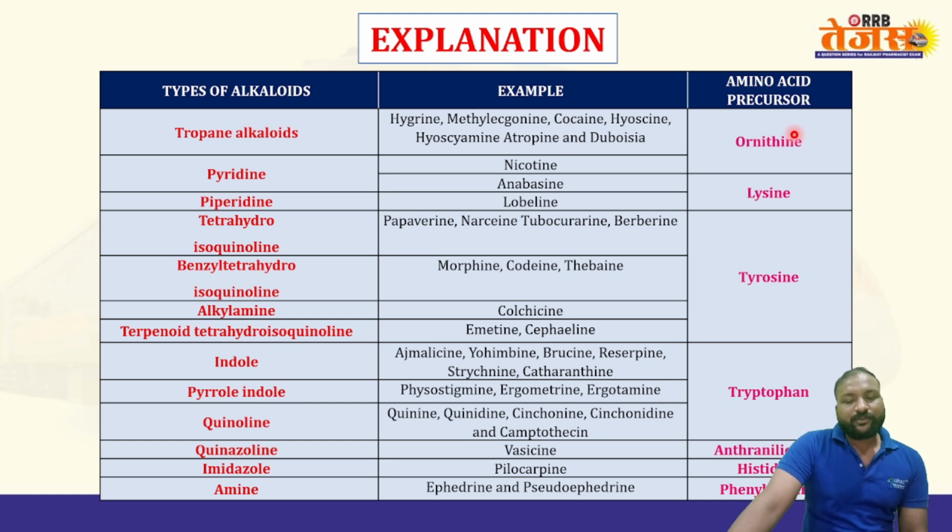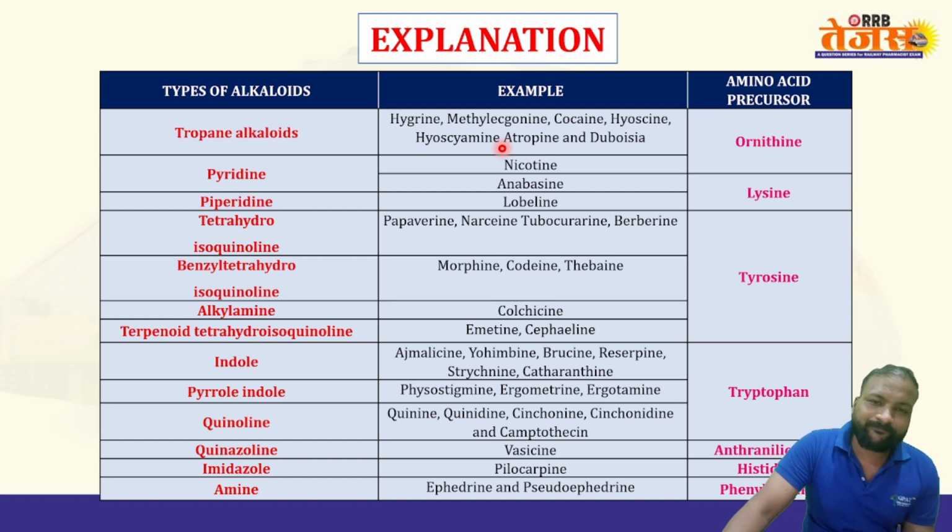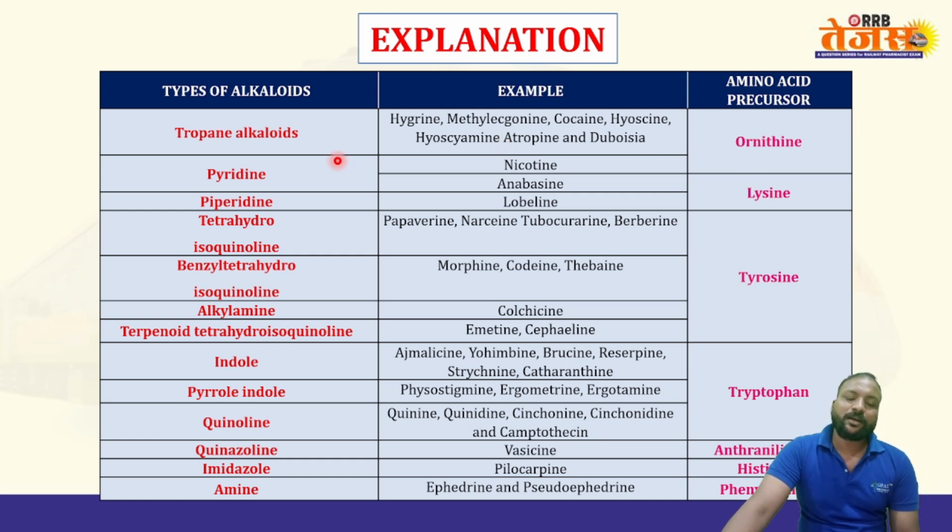Ornithine. You can see from the ornithine, tropane alkaloids, example atropine. That's the reason I have said: do remember the precursor, and do remember which compound is synthesized from which precursor. Okay. Yes.